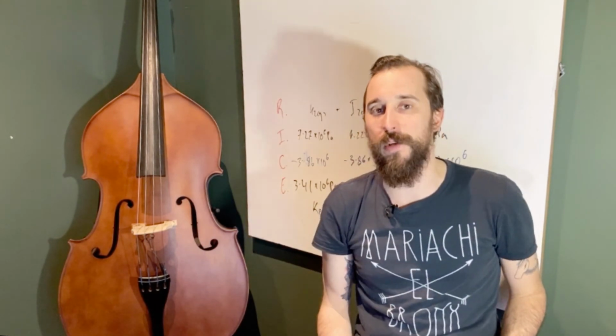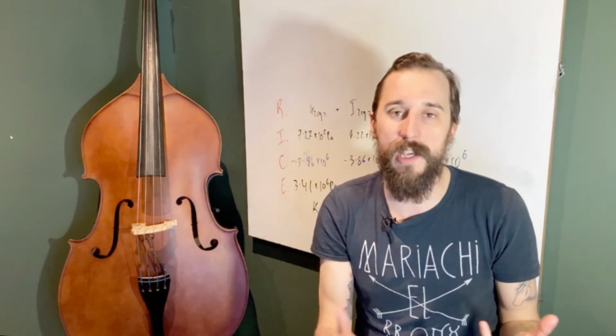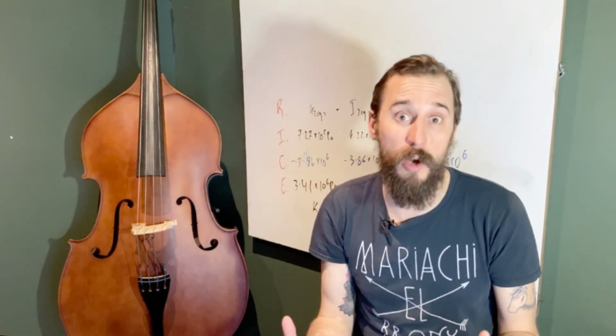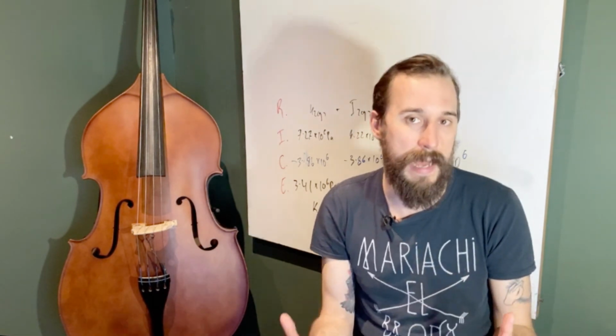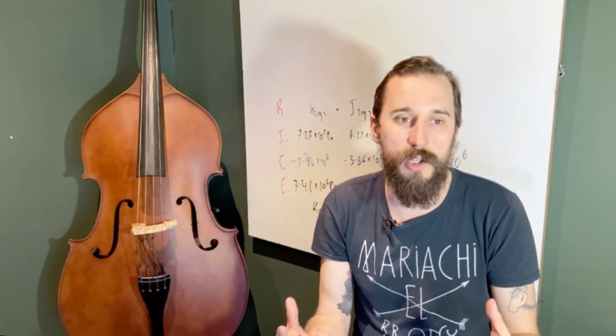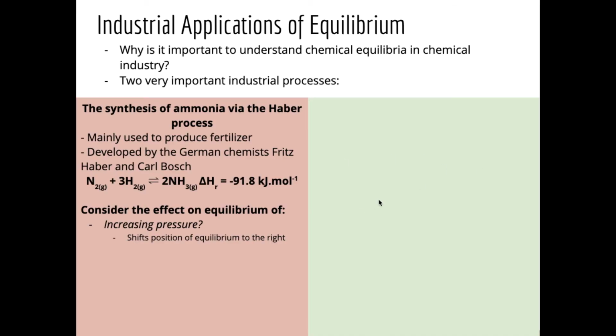So on an industrial scale, if I wanted to make lots and lots of ammonia, I would want to do this reaction under a high pressure. But like I say, having a high pressure is going to cost the company more money to do that. So do I want to have the high pressure if it's going to cost more, or is there another way that I can manipulate the equilibrium to make more ammonia?